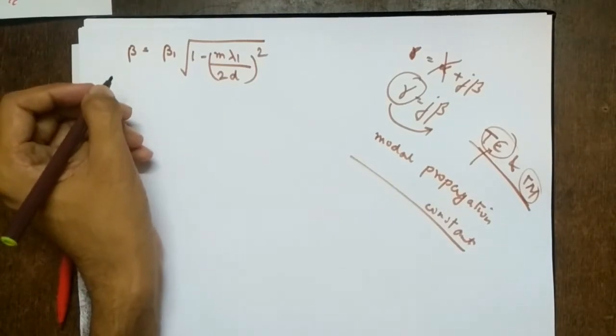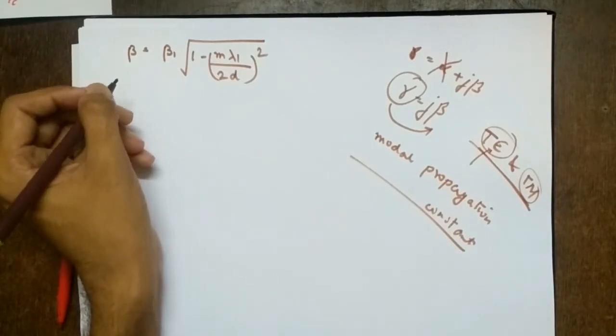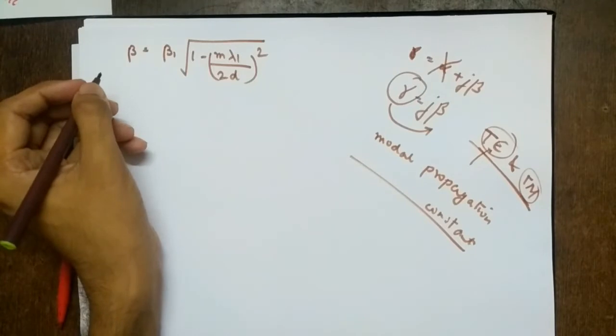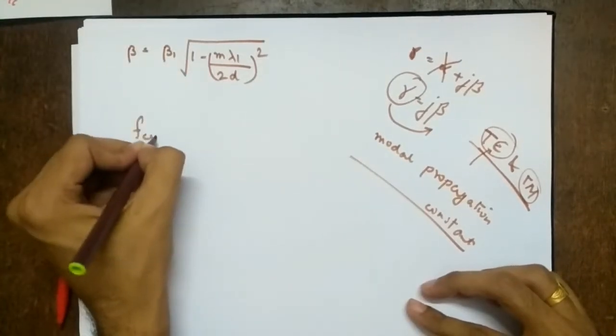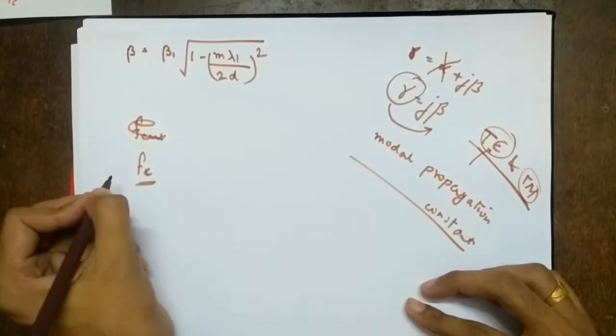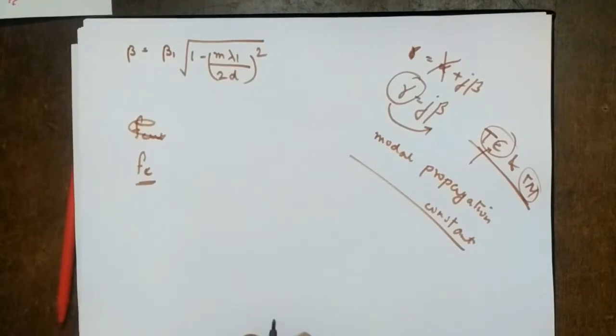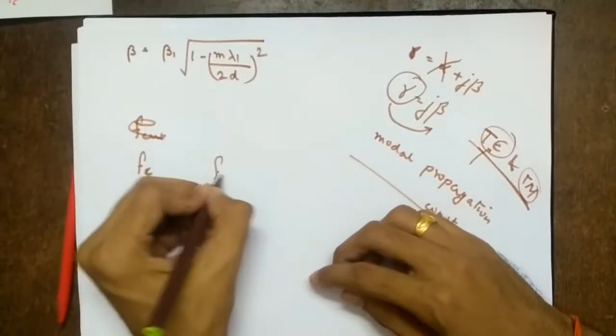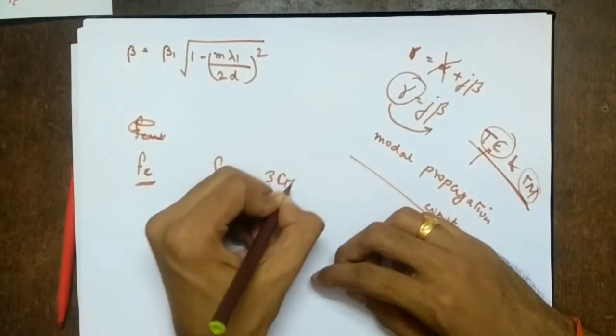Okay. So now let's consider, next we studied about frequency, cutoff frequency, and dispersion. What was cutoff frequency? fc. We said that it is the minimum threshold frequency above which the wave will start to propagate. So if we say cutoff frequency is 3 gigahertz.